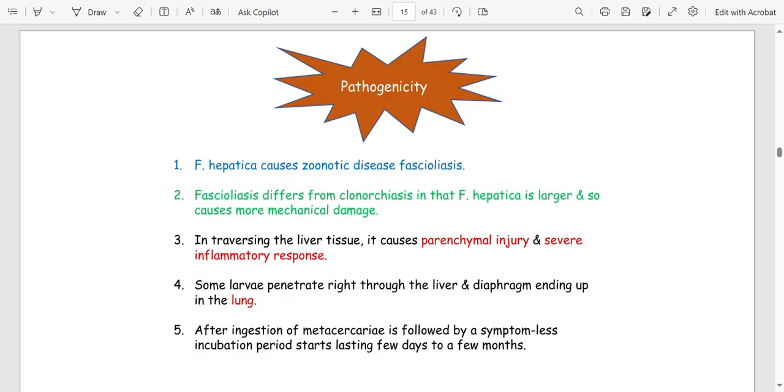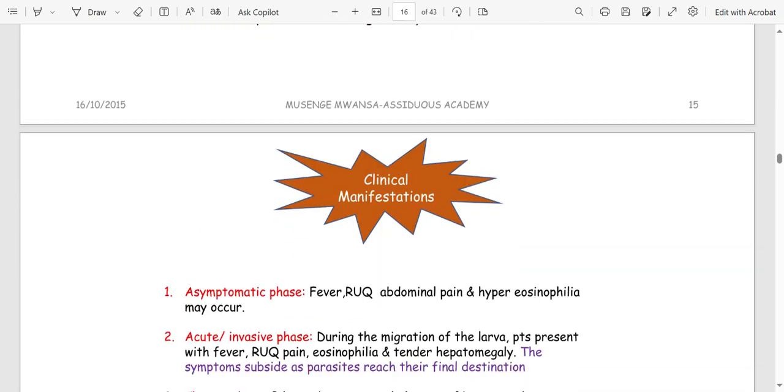Now, in traversing the liver tissue, as the worm is passing through the liver tissue, it is going to cause injury to the parenchyma of the liver, and that will cause inflammation. Some of the larvae will actually penetrate right through the liver and diaphragm, and they will end up going to the lungs. So ingestion of metacercaria is followed by a symptomless incubation period, okay, that lasts days to a few months. So when you ingest this, you barely see symptoms.